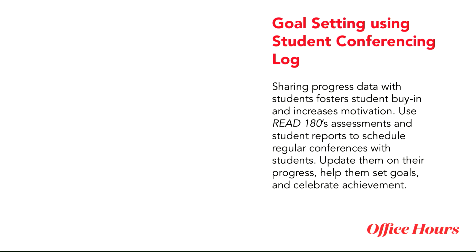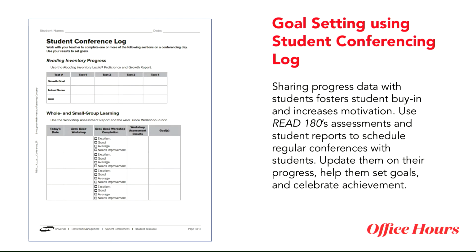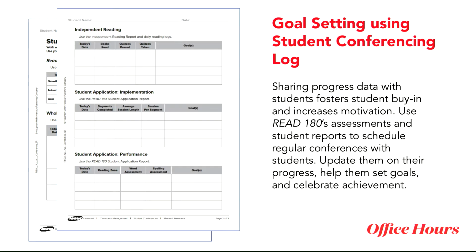So as I first mentioned, goal setting. When we think about students setting goals, having that buy-in is key, but also self-monitoring. Read 180 Universal teachers, you can easily help students set their goals by using the student conferencing log. There's one on the screen for you to take a look at, and we actually monitor not only their reading inventory progress, but also how they're doing in whole group and small group, the independent reading rotation, and student application. What I truly love is we have data reports like the reading inventory goal setting report that will allow students to track how they do from assessment to assessment, and for you, the teacher, to set realistic goals that they can achieve.